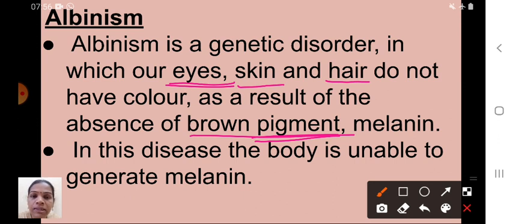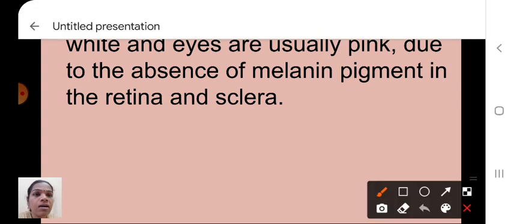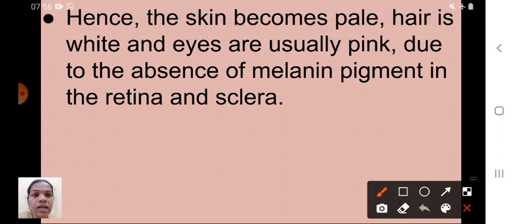Okay, normally we have a capacity to generate this melanin, but those who are affected by this albinism, they can't generate normally this brown pigment in their body. Understood, children? See here. Yes, hence the skin becomes pale, hair is white and eyes are usually pink color. Okay, due to the absence of melanin pigment. Normally the skin color, hair color and eyes color are different colors, isn't it? But those who are affected by this albinism, they have the skin pale, hair white and eyes pink color. Understood, children?